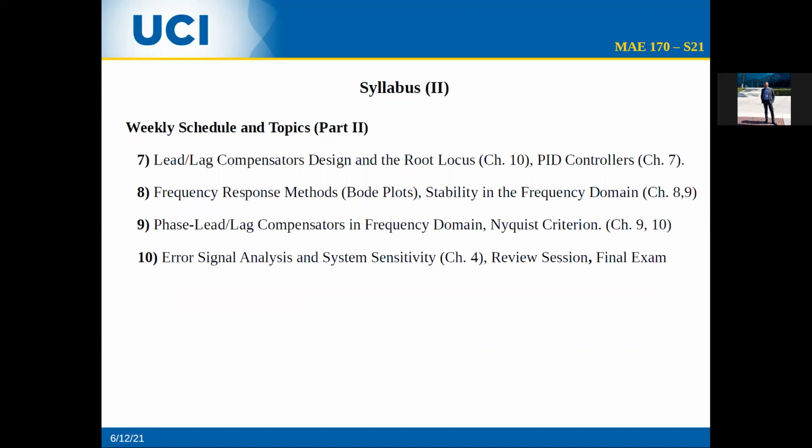Then in part 2 of the course, we're going to focus more on the designing part. That is, we're going to actually design some controllers, and we're going to see two main kinds of controllers. One is the phase lead/lag compensators, and the other is the PID controllers. PID stands for proportional, integral, and derivative controllers. We're going to learn more about them and why they're called that.